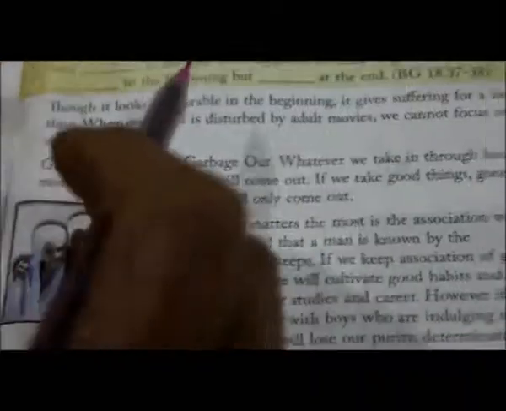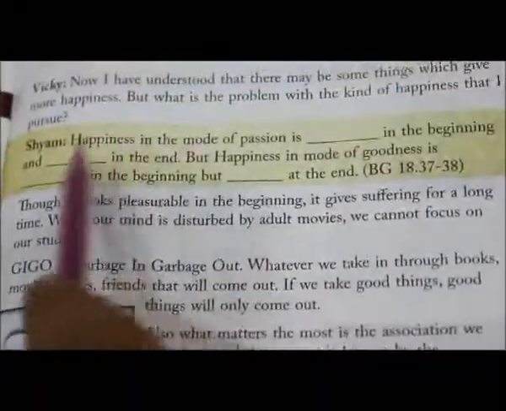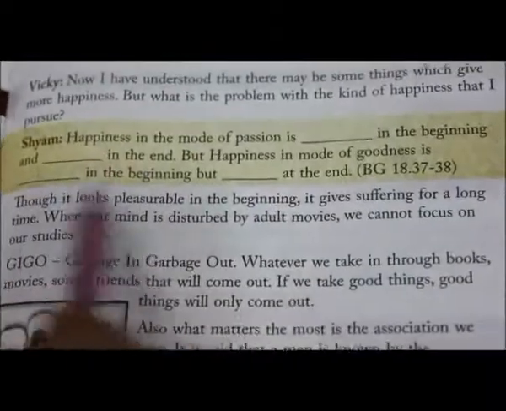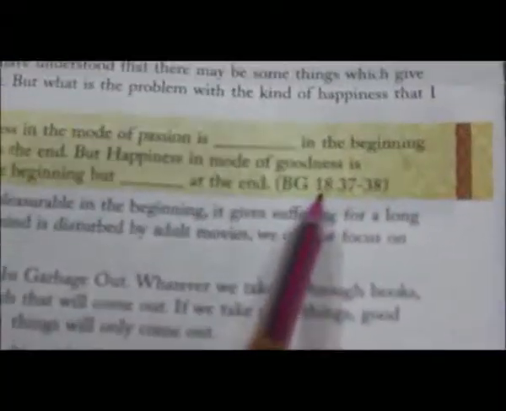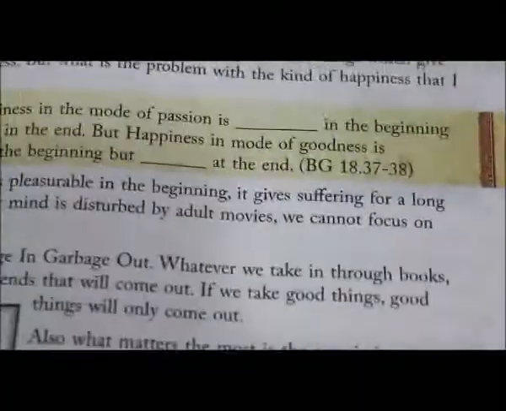So solve everything, every question you solve, and like that you continue and you reach the end of your booklet, where the story of Vicky and Sham is there, and then the GIGO principle is discussed. Garbage in, garbage out. So you solve this also. This is the last thing. Fill in the blanks you have to solve. Reading Bhagavad Gita 18.37-38. Okay. Once you do this, at the end you will find this very helpful thing.